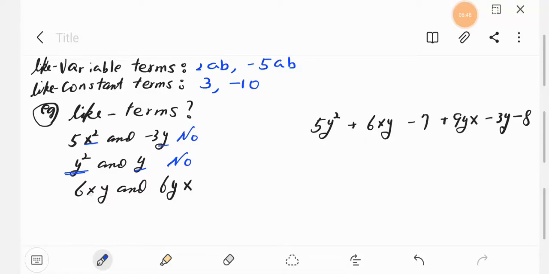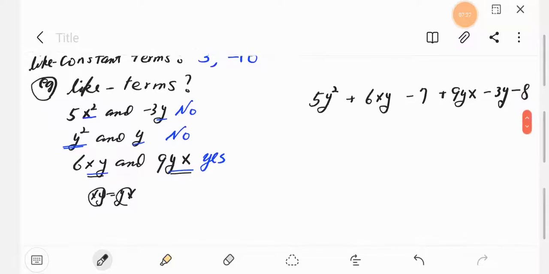How about this? This is 6xy and this is yx. Isn't it the same? Yes. Well, in this case, you can use 9. Okay, let me change. This one should be 9. So 6xy and 9yx are like terms because, do you remember the commutative property of multiplication? xy is equal to yx, right? So the variable parts are the same. So yes, these two terms are like terms.